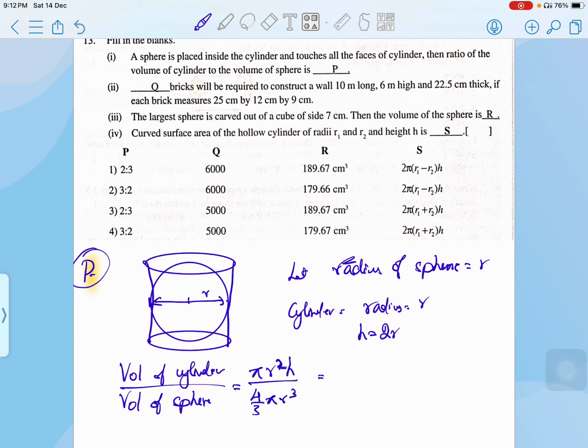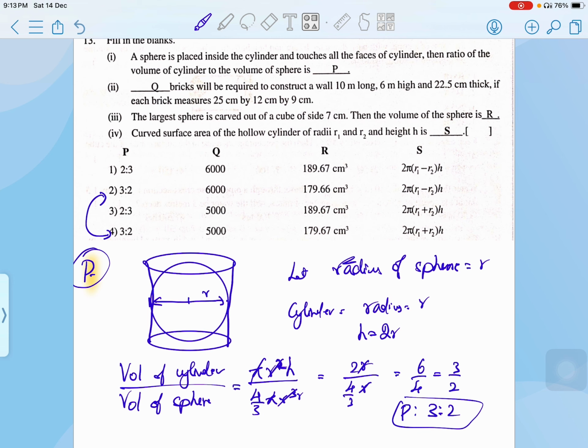So when you substitute that h value, pi and pi cancel. There you go. R and R square, R also cancel, you will get R. H is 2R divided by 4 by 3 R. R and R also cancel. If it goes to the numerator, you will get 6 by 4. That is nothing but 3 is to 2. So P is of the ratio 3 is to 2. Which option do you have? Either it can be your second option, or your fourth option.